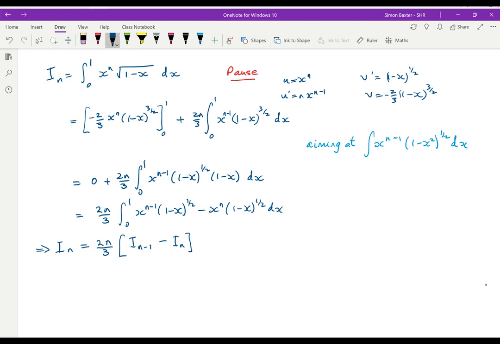So I now have an equation for In, adding 2n over 3 to both sides. I get 2n plus 3 over 3 In is 2n over 3 In minus 1, and that gives us that In, 3's cancel, is 2n over 2n plus 3 In minus 1.